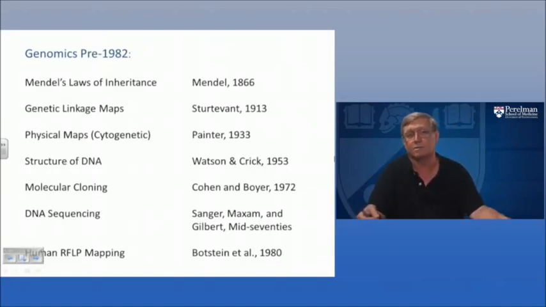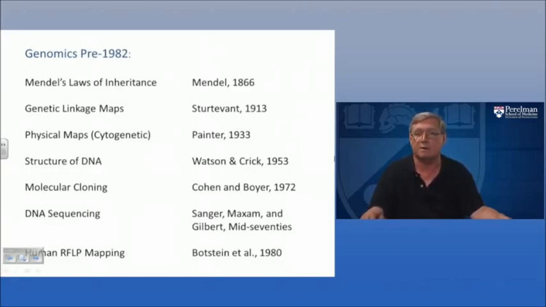DNA sequencing, of course, is a critical technology that was developed by two different groups in the early to mid 70s. The method that eventually became the primary method for deciphering the human genome was developed by Sanger and co-workers.